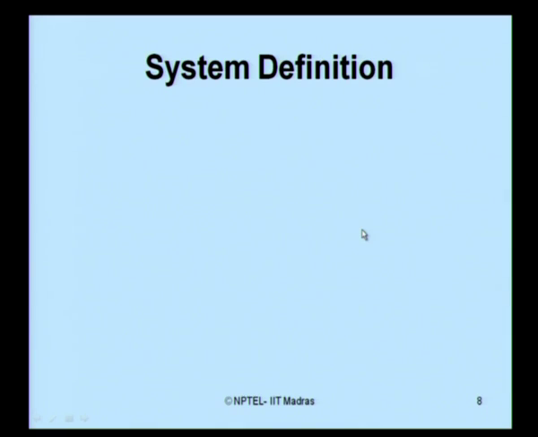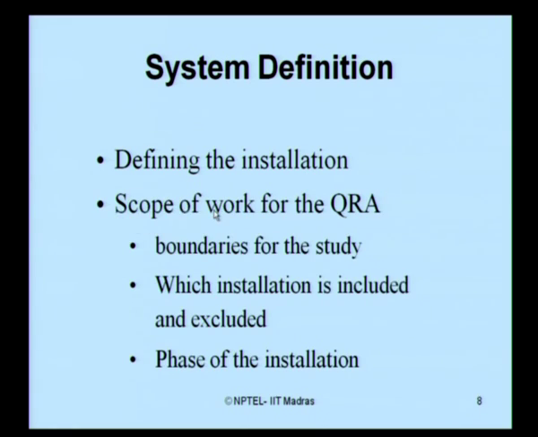System definition becomes a very important step in QRA. So, what do you do for system definition? First of all, define thoroughly the installation. Depending upon the case study you are looking for examining QRA, define the total installation of the system. Define the scope of work for your risk assessment. In the scope of work, look carefully for what are the boundaries of your study. In the total installation of the plant, which installation will be included in your study and which you want to exclude in your study. Also look for the phase of installation in the plant.